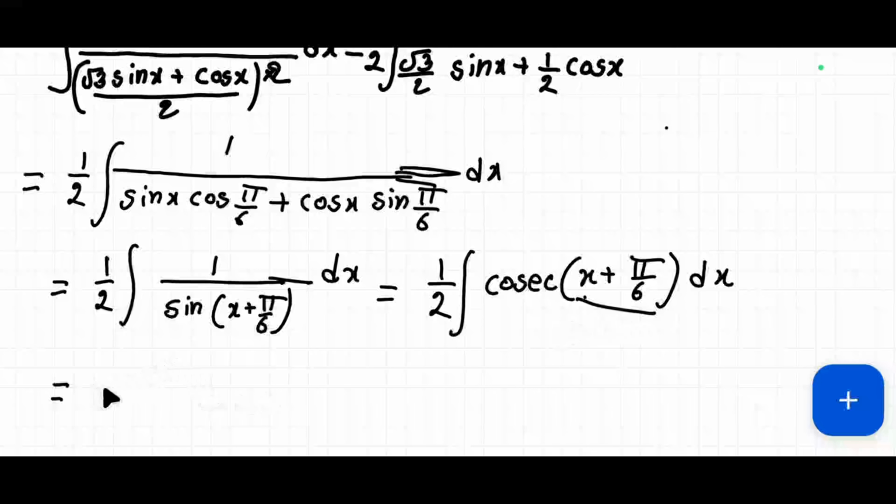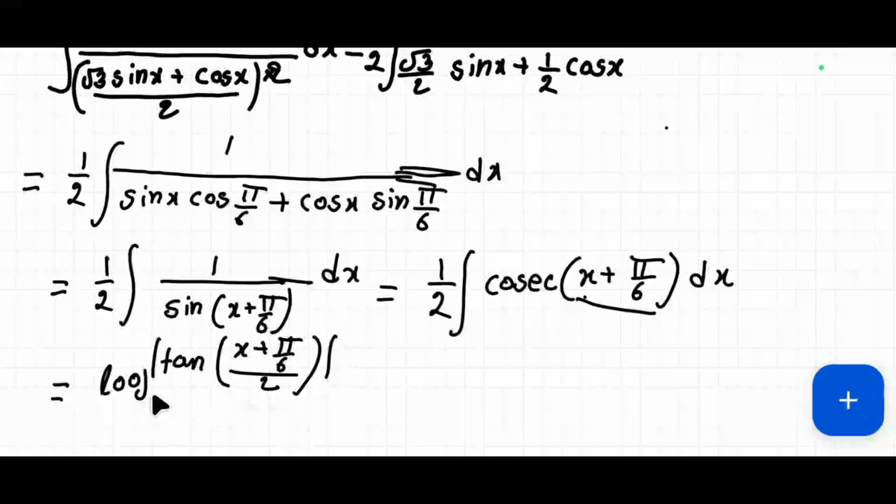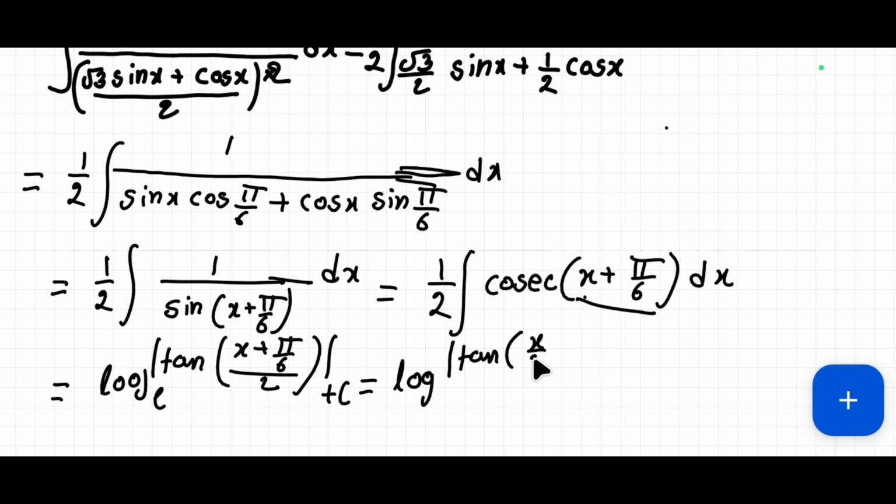So the integration of cosecant x is logarithm of tan of x by 2, here x plus pi by 6 whole by 2, with modulus, base e, plus C. That is equal to logarithm of mod of tan of x by 2 plus pi by 12, plus C. This is the final output.